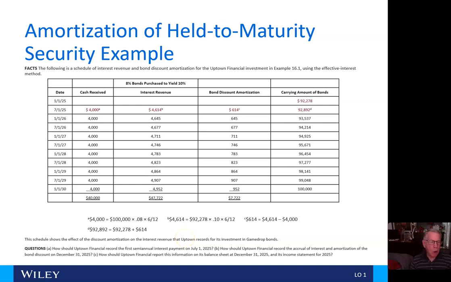Hi everybody, and welcome back to video number 2 in chapter 16. And when we left off, we had finished this amortization table for the held to maturity example.